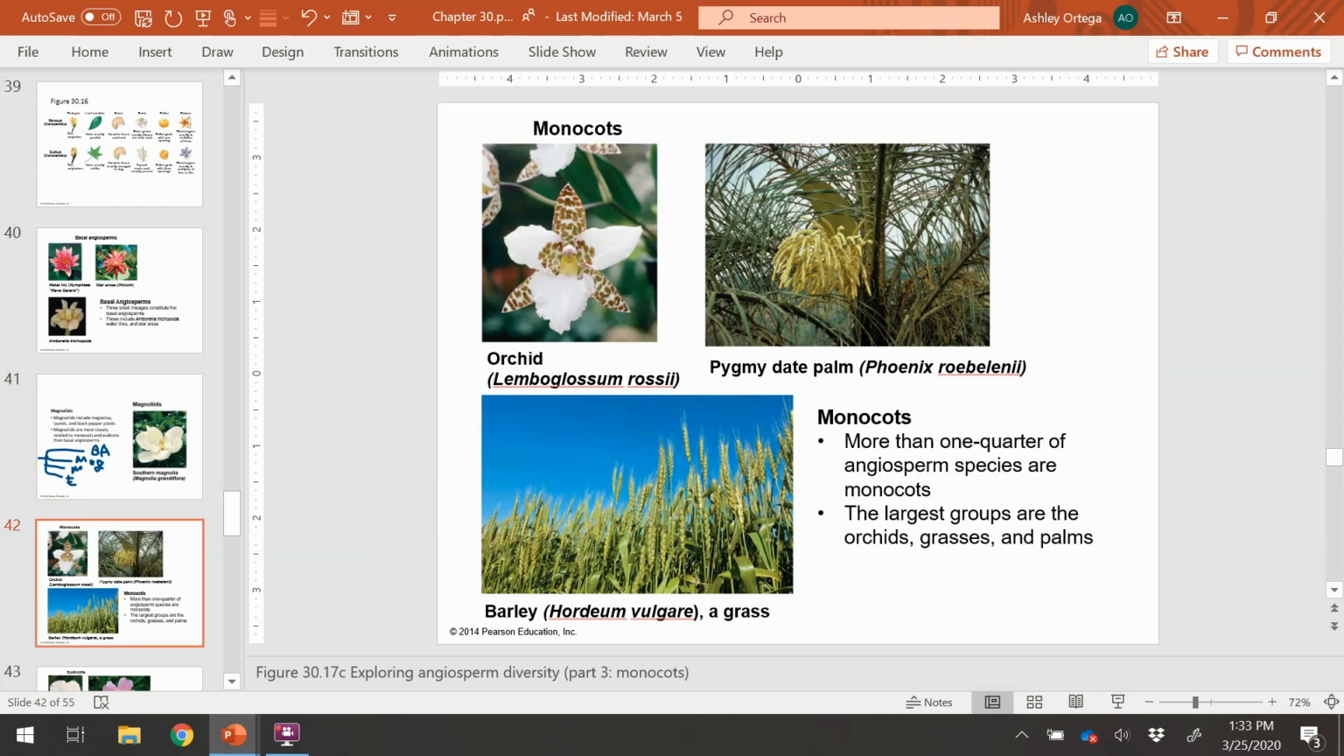All right, the monocots here, more than 1/4 of the angiosperms are monocots, and it's a very large group with many different examples. Shown here are the orchids, grass, and palm trees.